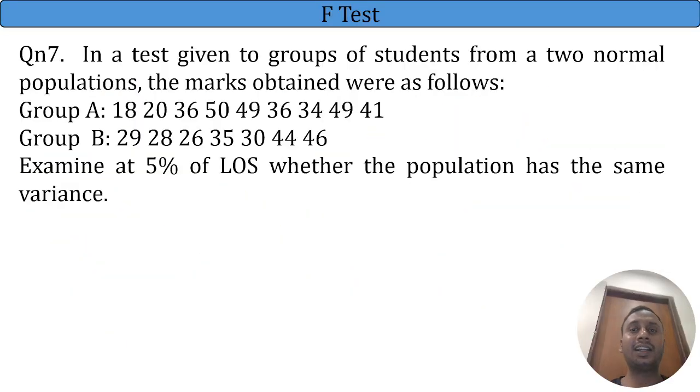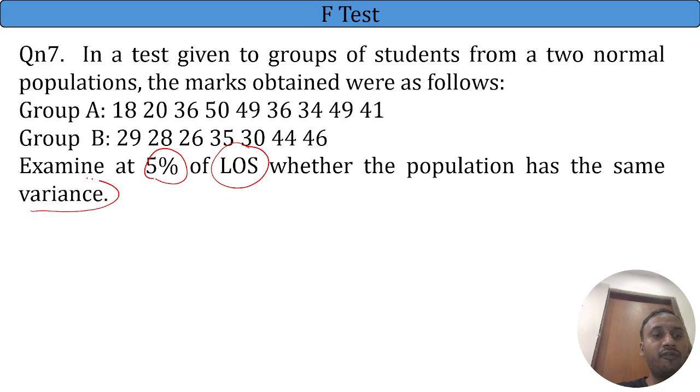In a test given to a group of students from two normal populations, the marks obtained were as follows. Group A has some values, Group B has some values. Examine at the 5% level of significance whether the populations have the same variance or not. Whenever the talk is about variance, in that case we have to go for the F test.